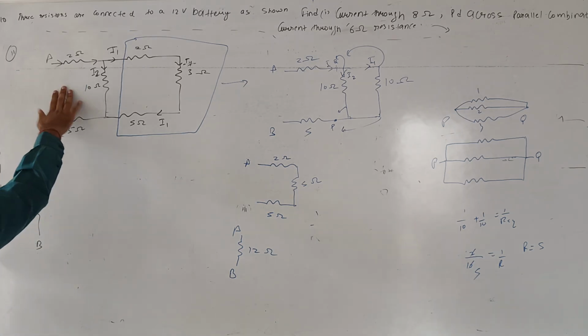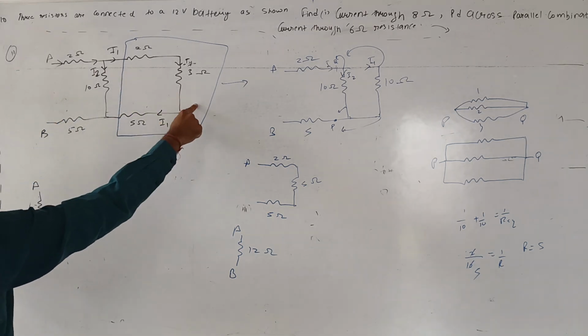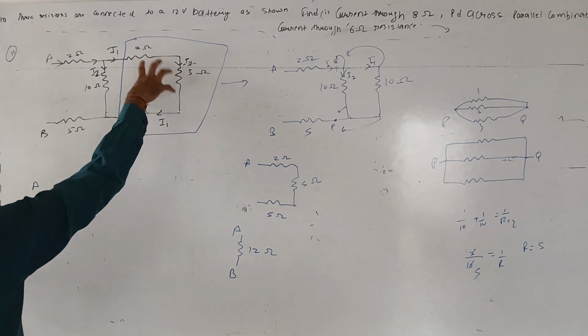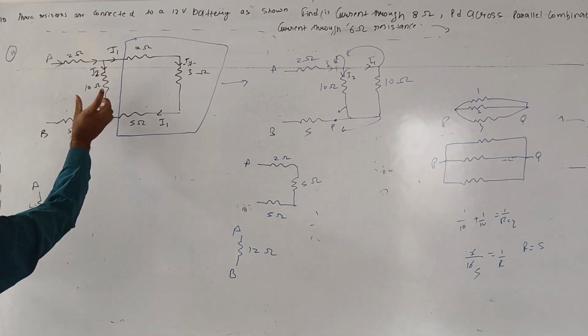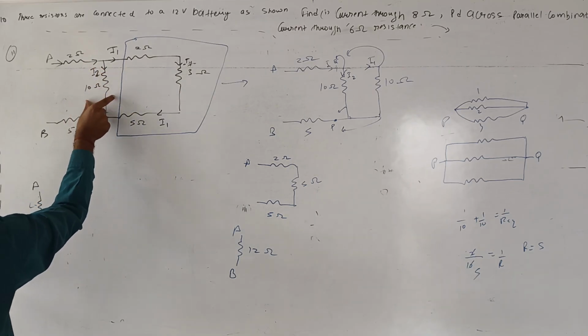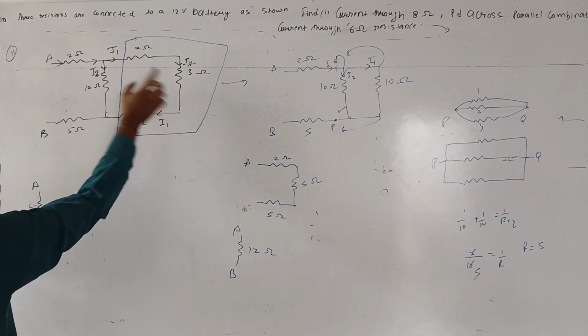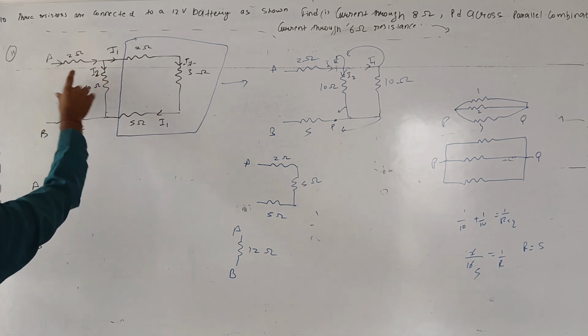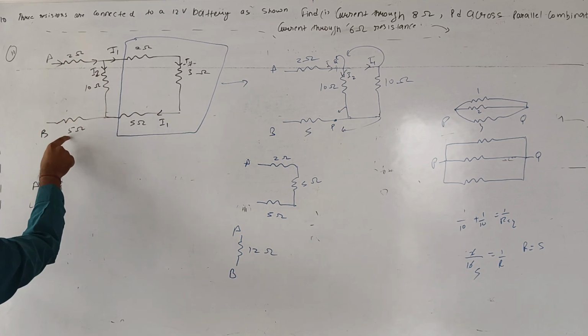Here we can directly see the three are in series, and this series combination is in parallel with the 10 ohm resistance, and the parallel combination of the 10 ohm resistance and the whole circuit is in series with 2 ohm.